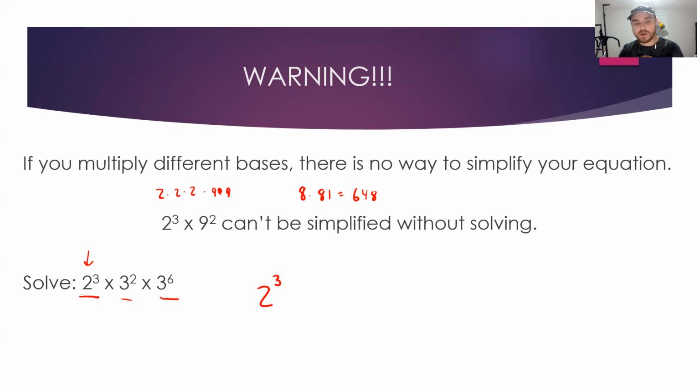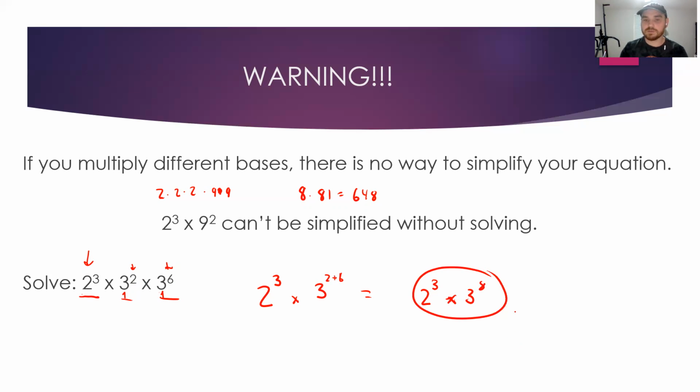Then we have 3 squared and 3 to the sixth. These have the same bases: we have a base of 3 and a base of 3. So we can use our multiplication law to combine these two terms. We raise 3 to the power of 2 plus 6. Again, we're just adding the powers, which simplifies to 2 cubed times 3 to the 8th. Ta-da! We have managed to simplify a term with 3 different things.